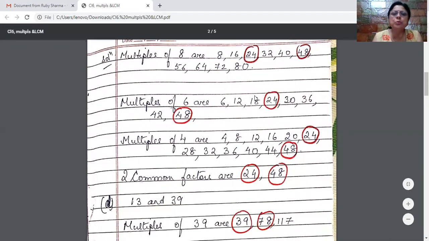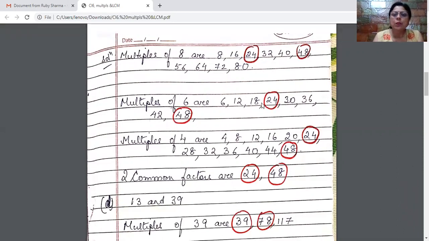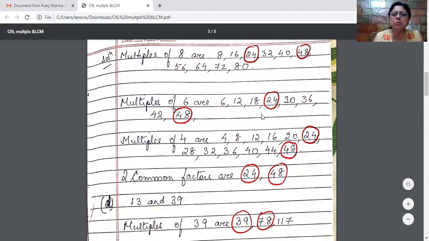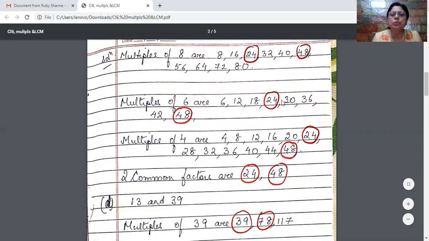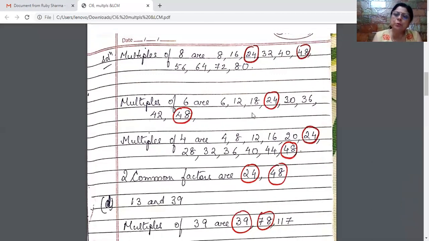Now what do we observe here? We see 24 is the first multiple that is common in all three. Of course 16 is present here also, but it is not present in the multiples of 6, so that cannot be a common multiple. Is it clear? It has to be present in all the numbers that are given. So 24, then the next common multiple, again you check, is 48. So this is one of the ways you can find two common multiples or three common multiples and so on.